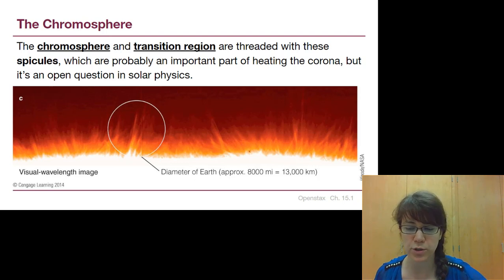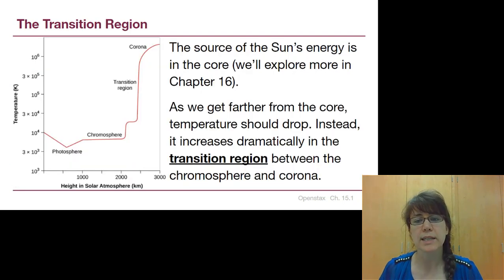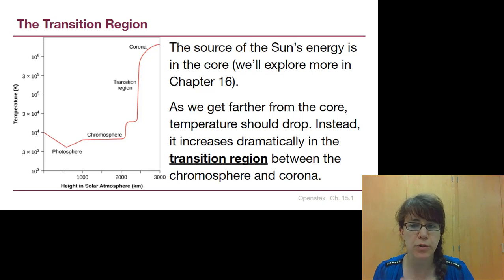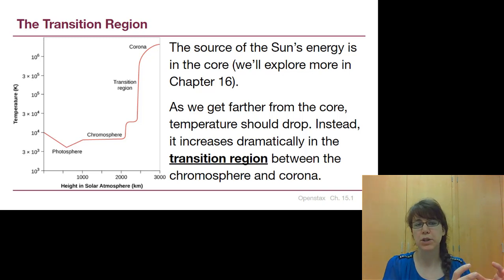So when we say this transition region, what we mean is that as we get farther away from the core, the source of energy in the sun, the temperature should drop. And that is what happens all the way up to the photosphere. So the core is at 1,000,000 degrees. By the time we get out to the photosphere, we're at about 6,000 degrees. The chromosphere has a little bit of a bump up. It's slightly hotter. Then there's a very, very narrow range of heights above the photosphere called the transition region, where the temperatures jump from about 10,000 degrees to about 1,000,000 degrees.